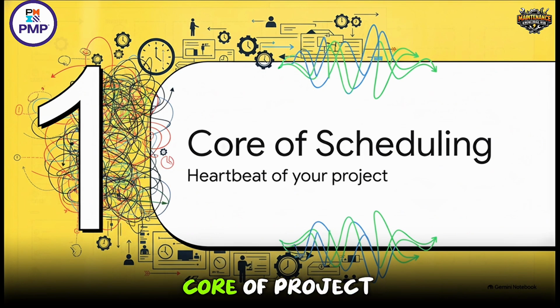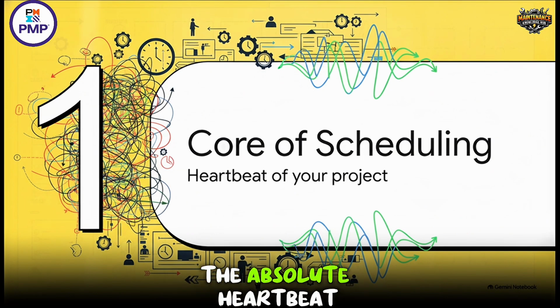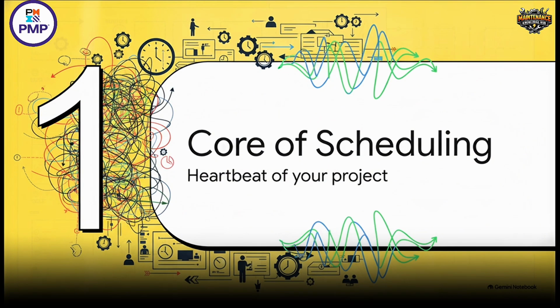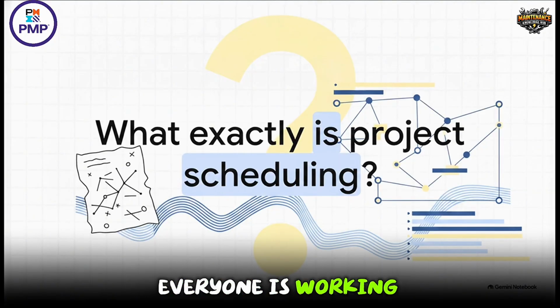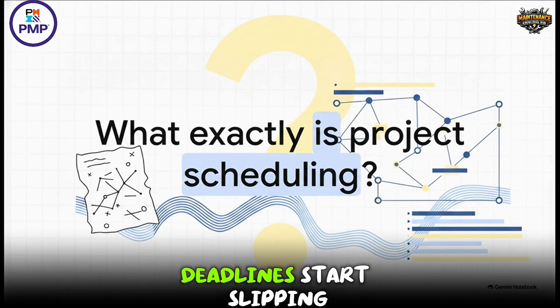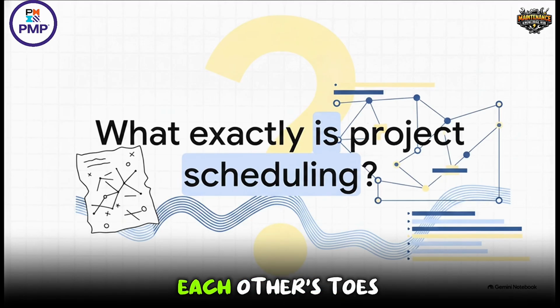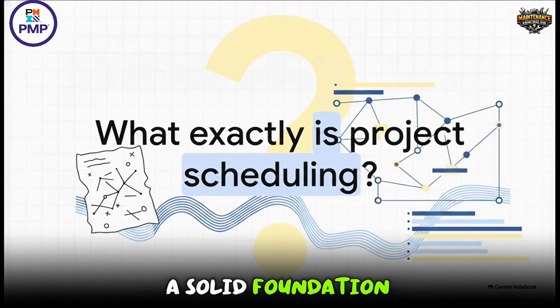Section 1, the core of project scheduling, the absolute heartbeat of your project. I'm sure we have all been a part of a completely chaotic project at some point, right? The kind where everyone is working incredibly hard, but nobody quite knows what the big picture looks like. Deadlines start slipping, people step on each other's toes, and stress levels just go through the roof. That chaos is exactly what happens when you don't have a solid foundation.